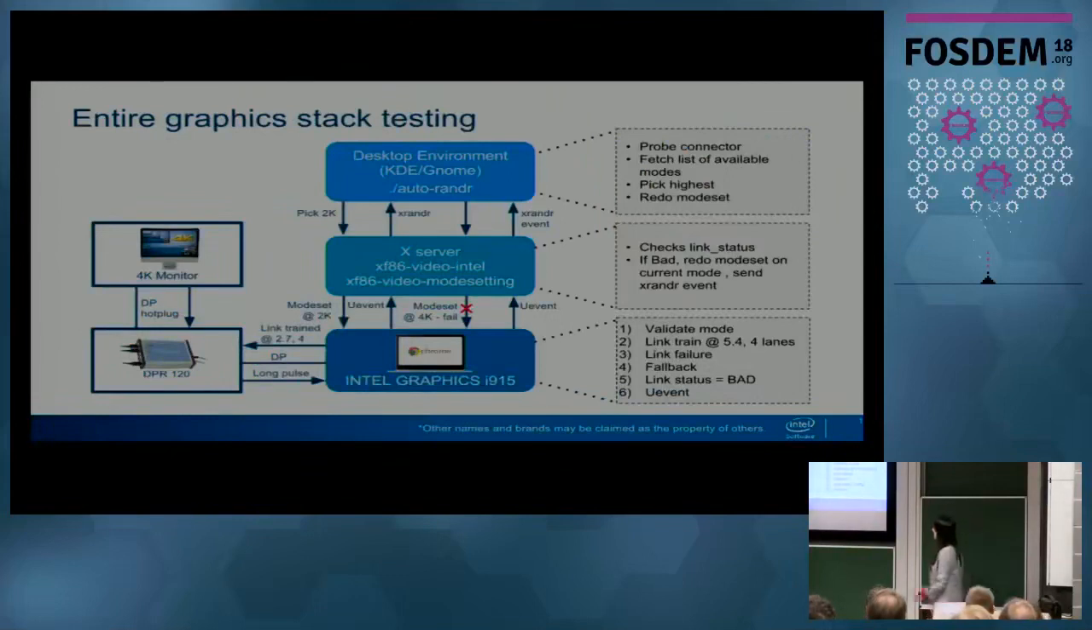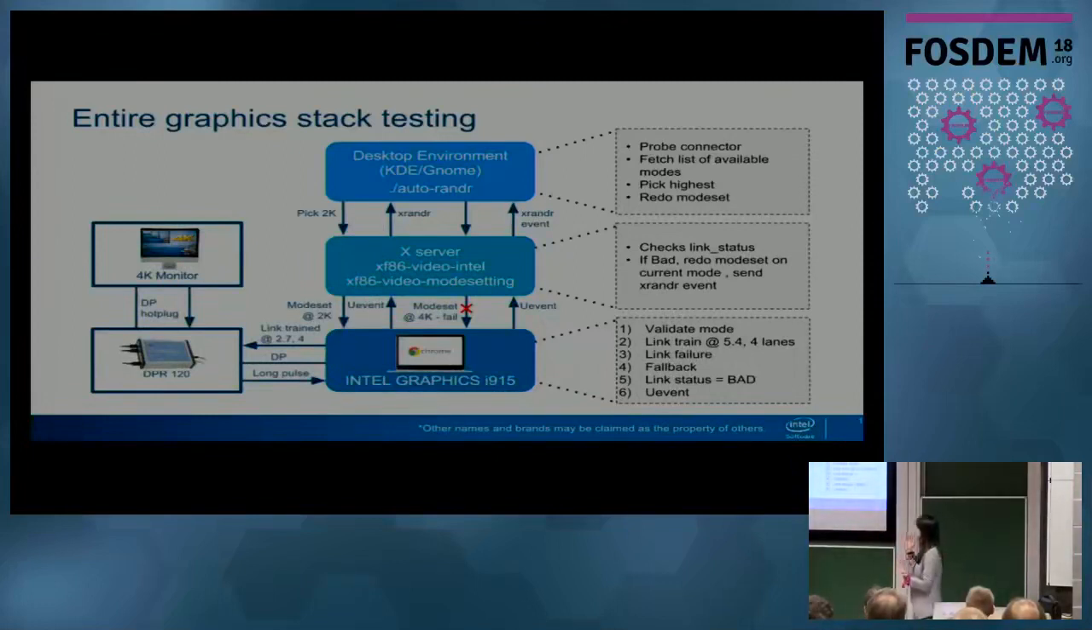So this is how we basically tested the entire stack and made sure that the newly introduced property and the way of handling the atomic failures was actually validated through the entire stack, and the whole stack was able to recover from this mode set failure. So we use the DPR120 device to induce those failures in the link training.